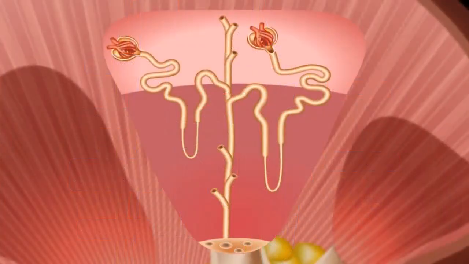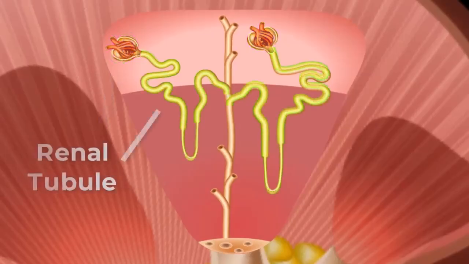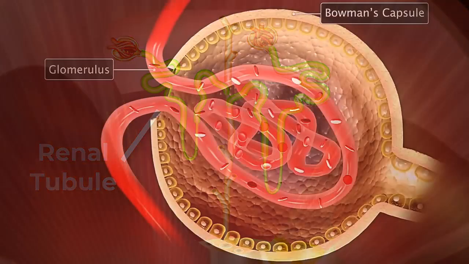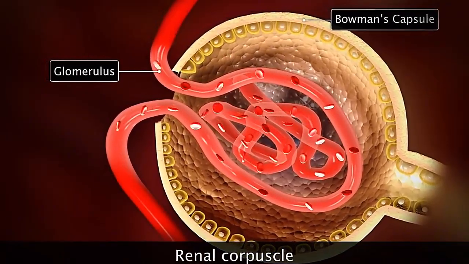Each nephron is composed of two principal parts: a renal corpuscle, which filters the blood plasma, and a long, coiled renal tubule, which converts this filtrate into urine. The renal corpuscle consists of the glomerulus and a two-layer glomerular capsule.